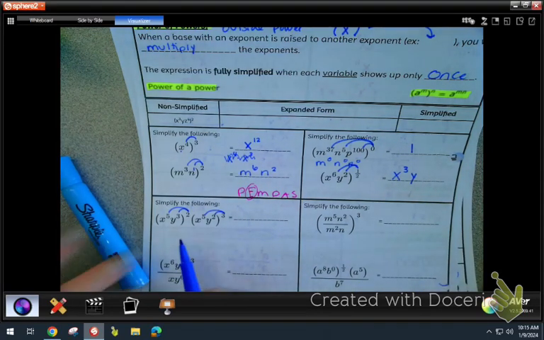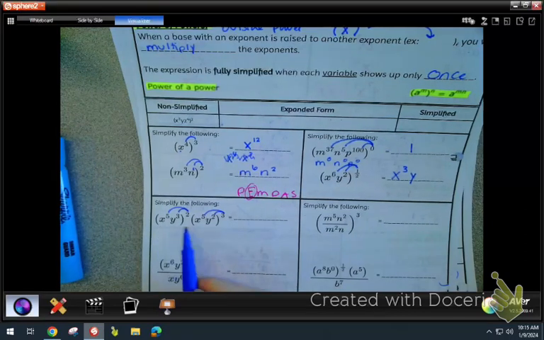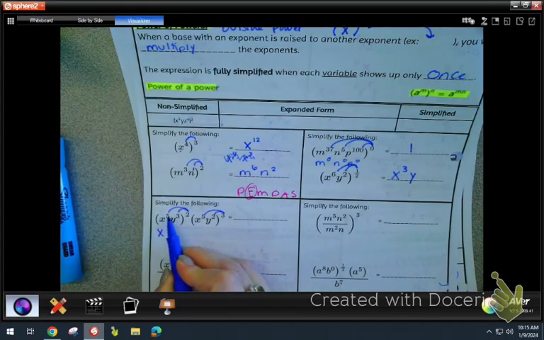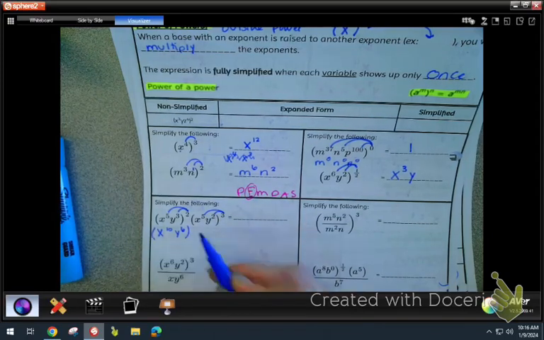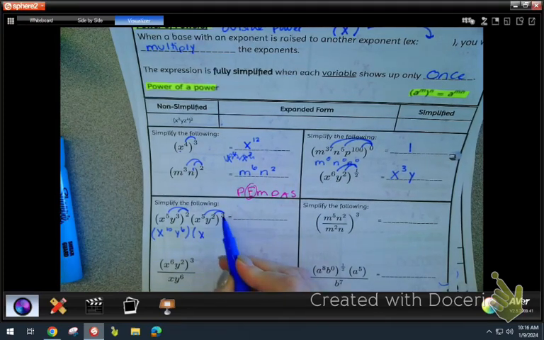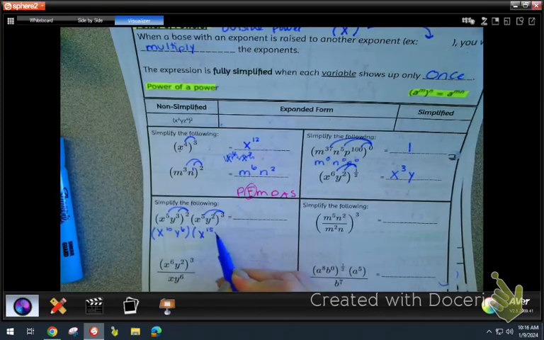Emma, you want to help me with this one? What is this one going to become? X to the 10th, 5 times 2. Y to the 3 times 2 is? Okay, on the other side, this one I'm bringing in a power of 3. You can keep this in parentheses. Cruz, help me with this one. This is going to become x to the 15th. Y to the 6th.